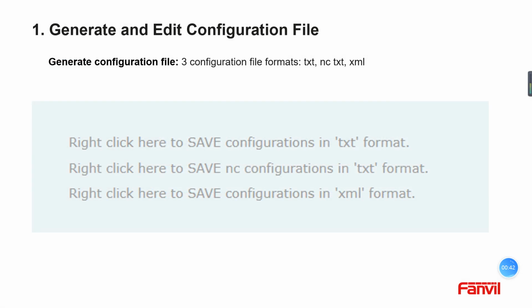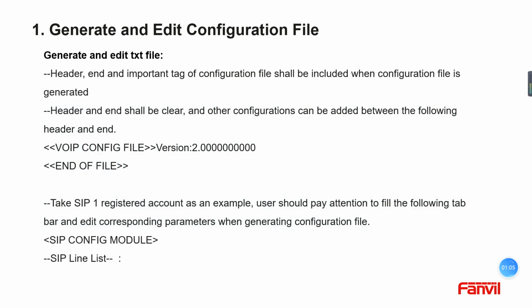Now let's start the first part, generate and edit configuration file. Currently, all of Fanview models support three formats: TXT, NCTXT, XML. And the most commonly used format is TXT. We can use a notepad to edit and view the text file format.